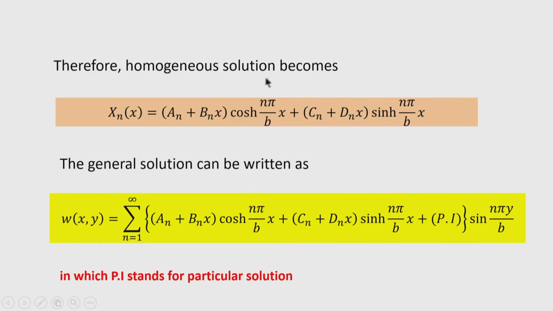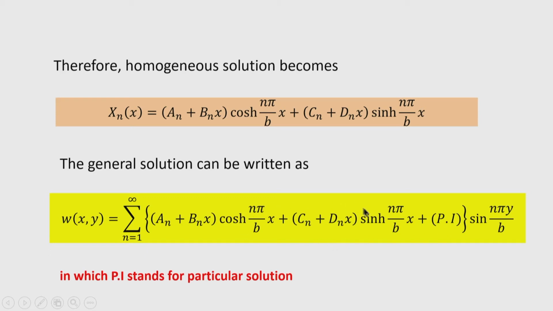So, therefore, the homogeneous solution becomes this. These are the constants again, but with the variable n. The harmonic number is n instead of m. The general solution can now be written as (A_n + B_n x) cosh(n pi x / b) + (C_n + D_n x) sinh(n pi x / b) plus the particular integral times sin(n pi y / b).